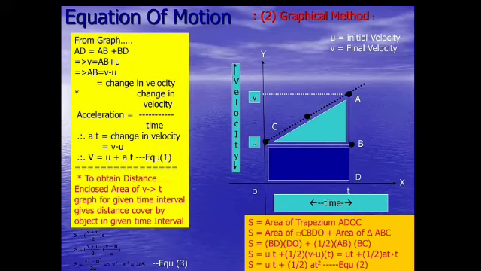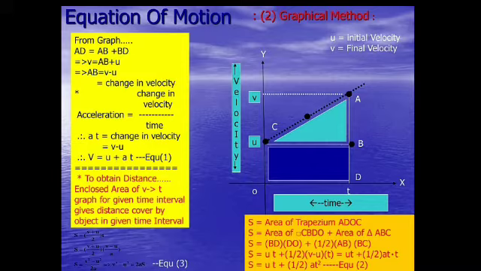Now another is the graphical method, in which the velocity versus time graph is given and it is a straight line graph. You can see from the figure that at point A the velocity is v, that is the final velocity. At point B the velocity is u, the initial velocity. Now from the graph AD equal to AB plus BD, so v equal to AB plus u, so AB equal to v minus u is equal to the change in velocity.